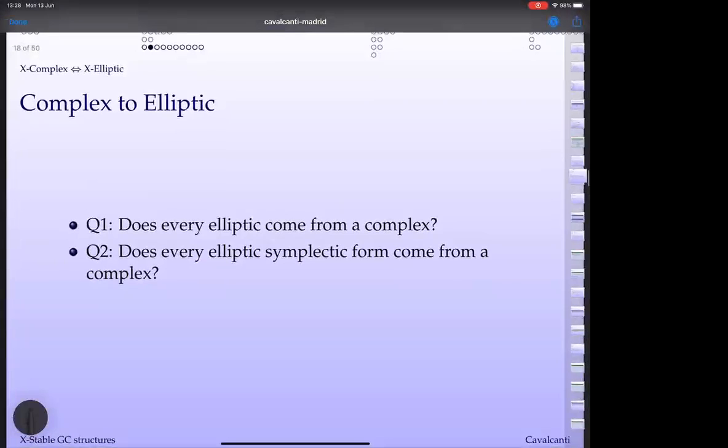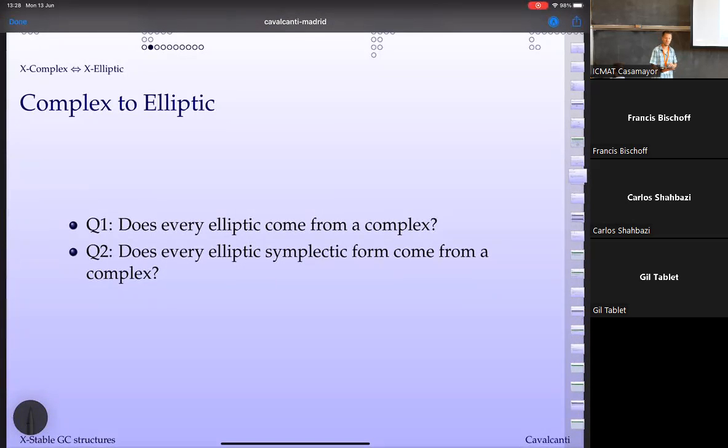Okay, so that's the first question. Does every elliptic tangent bundle come from a complex tangent bundle? And the other one is about the symplectic forms. Do they come from a complex one? So there are two questions I'd like to answer.